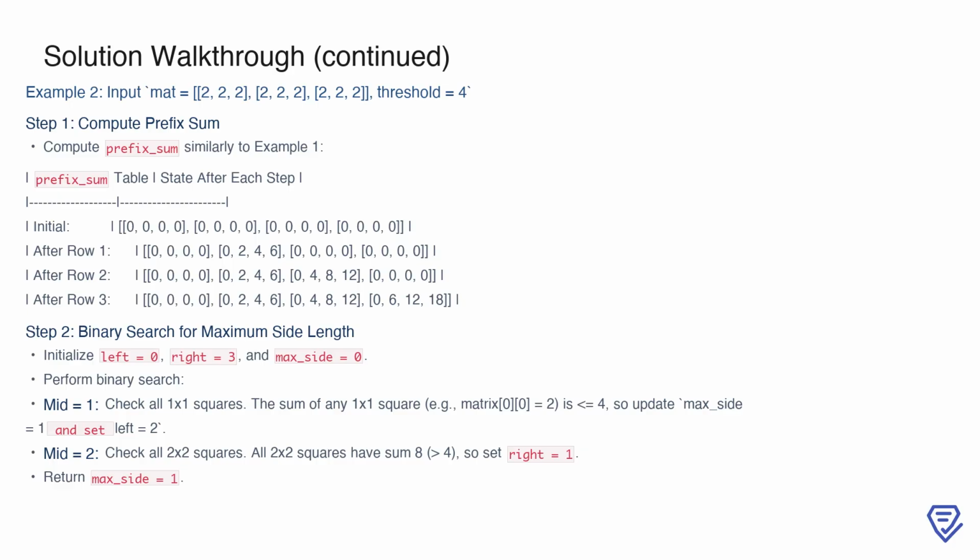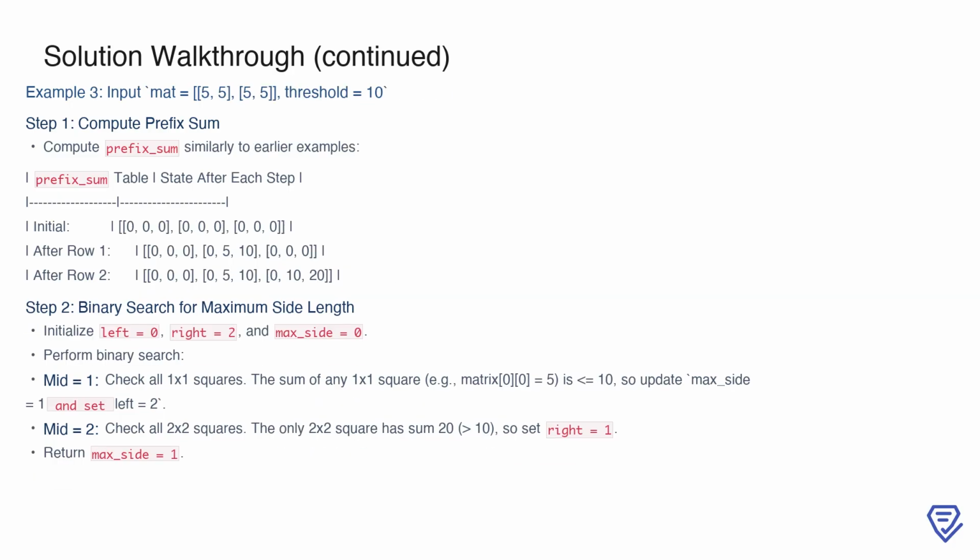Next, we apply binary search. Starting with left at 0 and right at 3, we test midpoints. For mid equals 1, we check all 1 by 1 squares. Since each square satisfies the threshold of 4, we update max_side to 1 and adjust left to 2. For mid equals 2, we check all 2 by 2 squares. These exceed the threshold with sums of 8, so we reduce right to 1. The search ends with a maximum side length of 1.